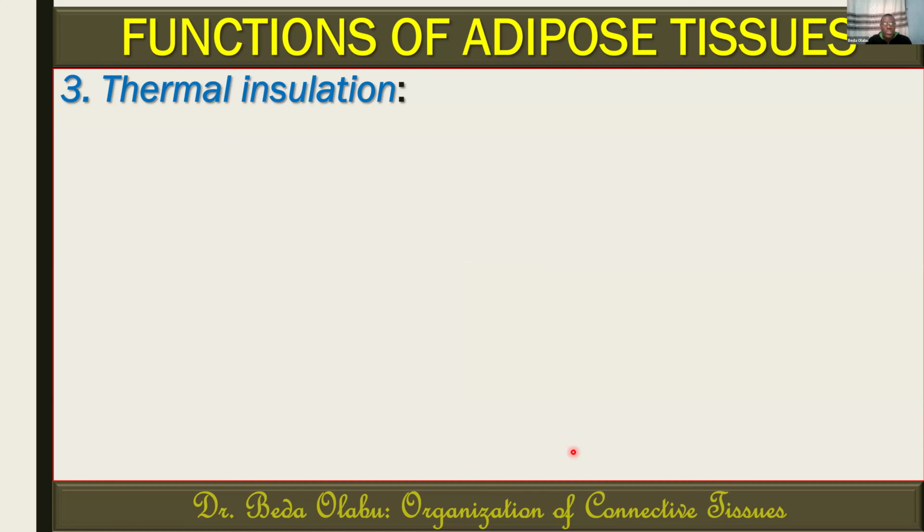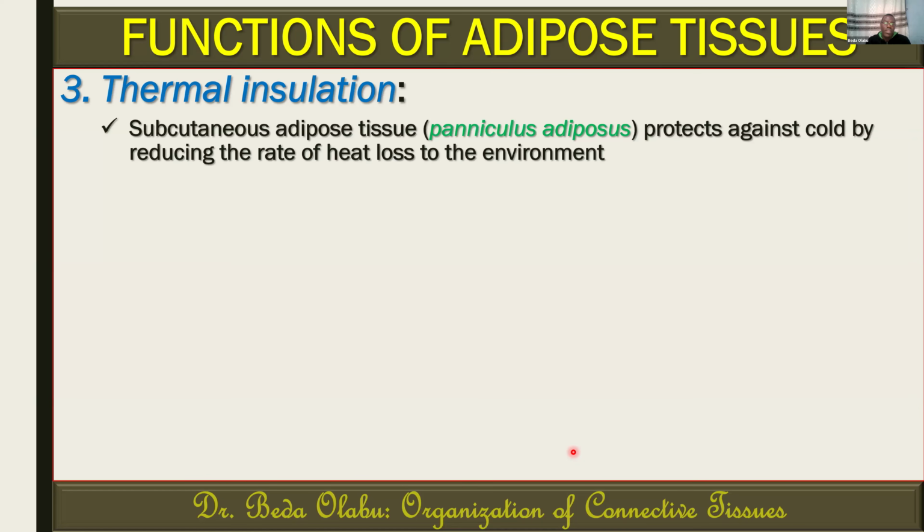Third key function of adipose tissue is thermal insulation. In particular, the subcutaneous adipose tissue, otherwise known as panniculus adiposum. This is the adipose tissue beneath our skin. It protects the body against cold, basically by reducing the rate of heat loss to the environment. So the heat that our body has already accumulated, we don't want to release it to the environment during cold weather.